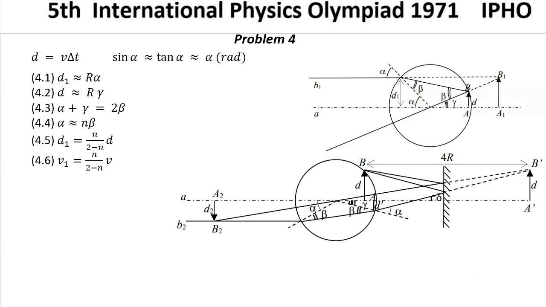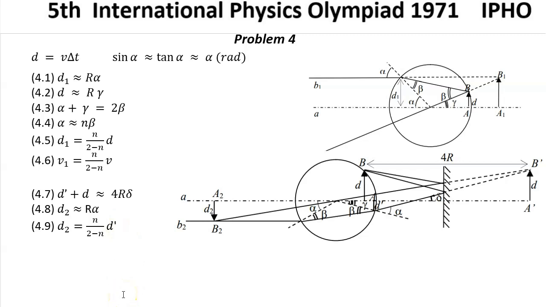The vertical displacement A2B2 of the second image is equal to the distance d2 between the optical axis A and the ray B2, which is parallel to A. Again, using the small angle approximation, we have d prime plus d equal to 4 times r delta, this one. d2 is approximately r multiplied by alpha, and following the same derivation of equation 4.5, we obtain that d2 equal to n over 2 minus n multiplied by d prime.